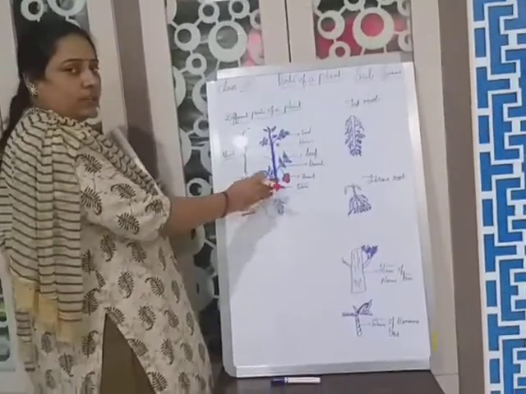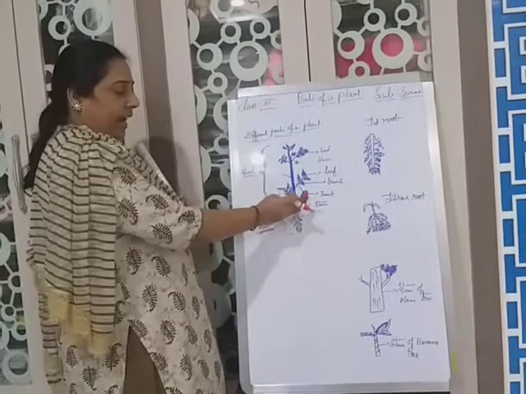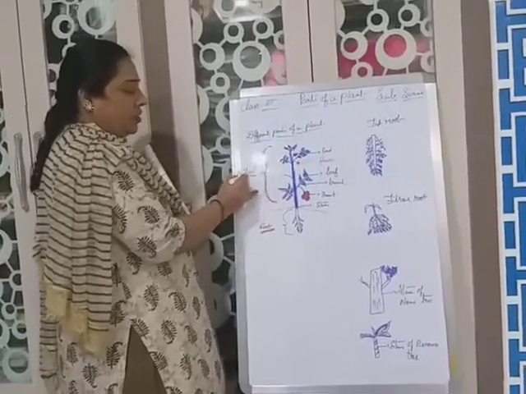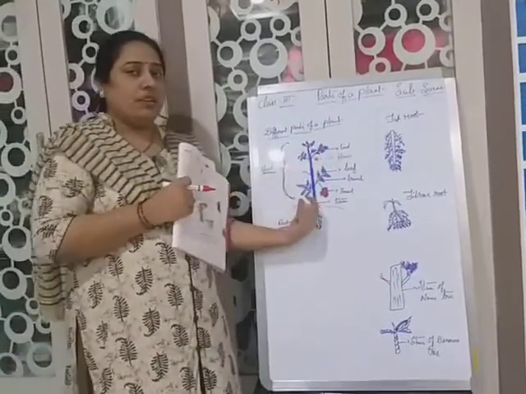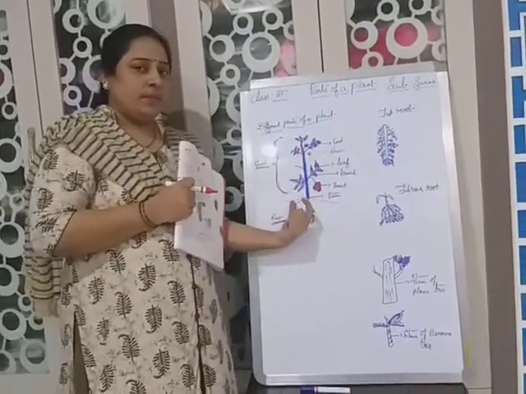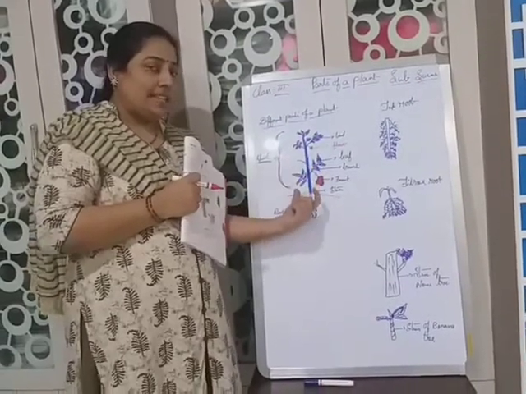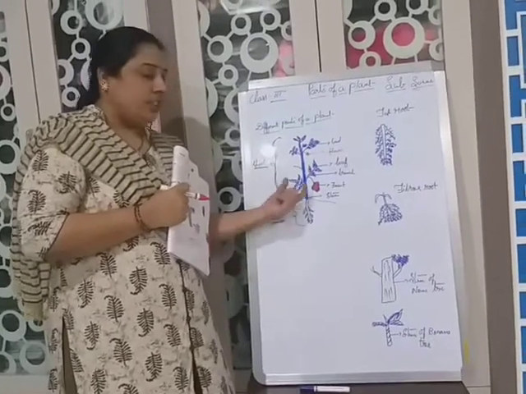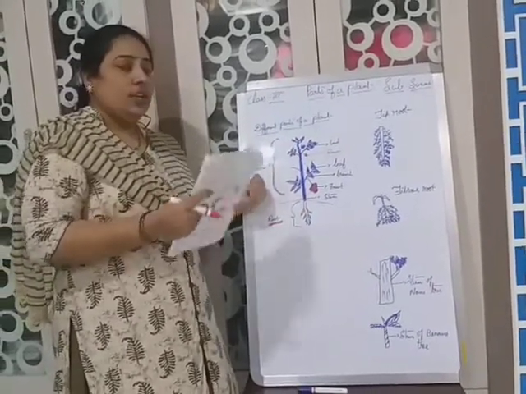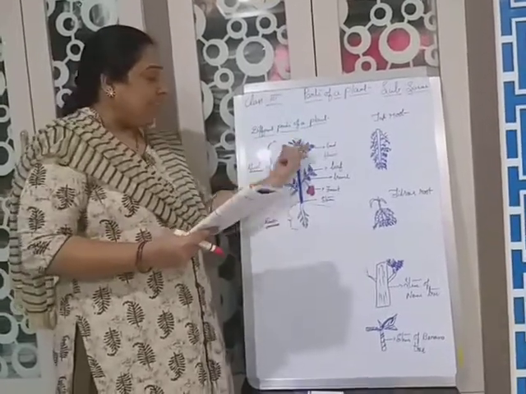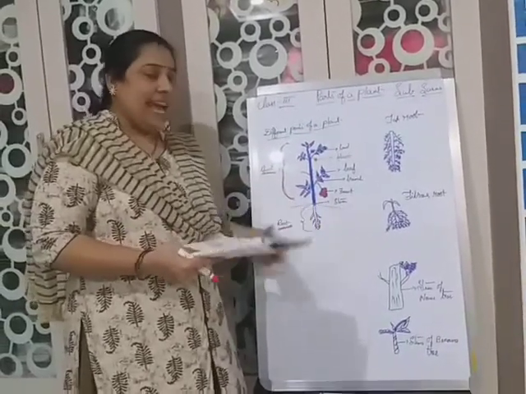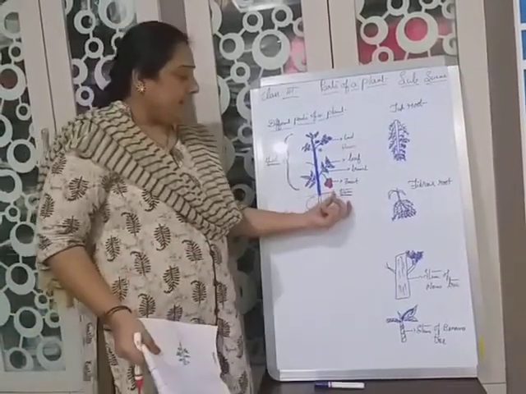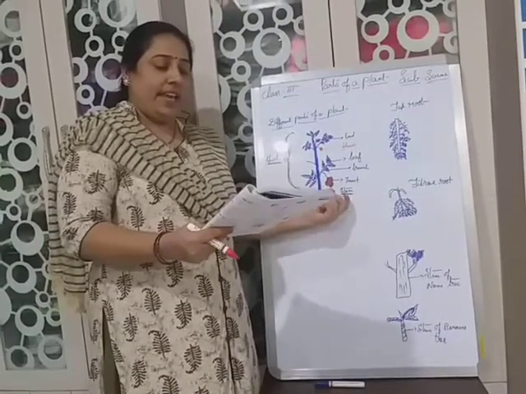Whatever the plant grows below the ground is called root, and whatever the plant grows above the ground is called shoot. See the different parts of the plant. Here is a plant. What grows below the ground is called root, which grows above the ground is called shoot. Okay. The shoot has a stem. The shoot is having a stem.